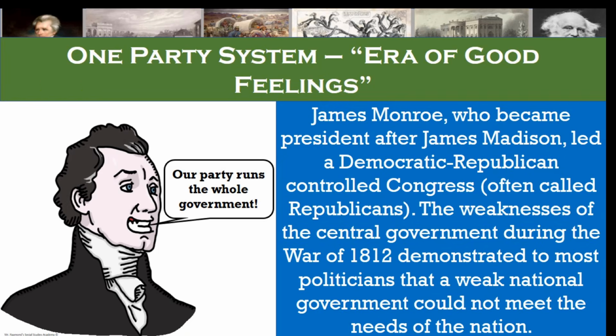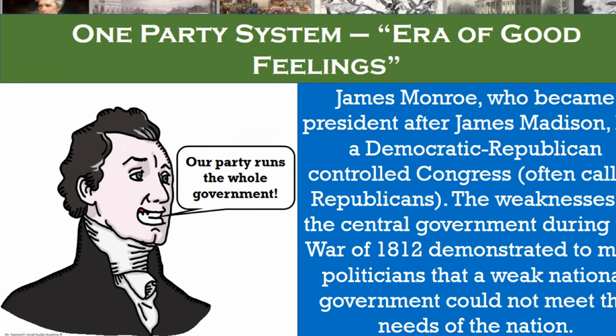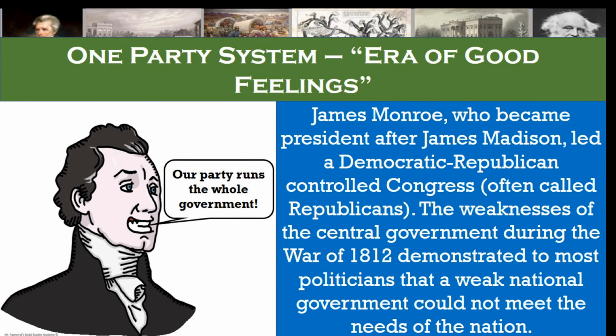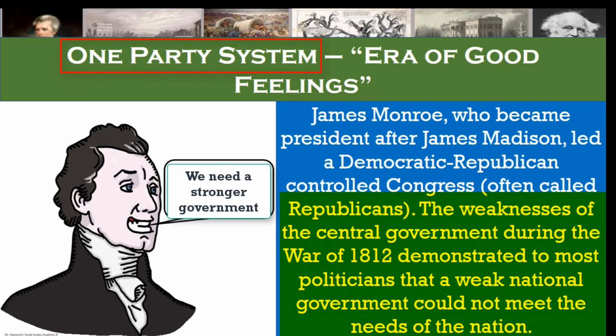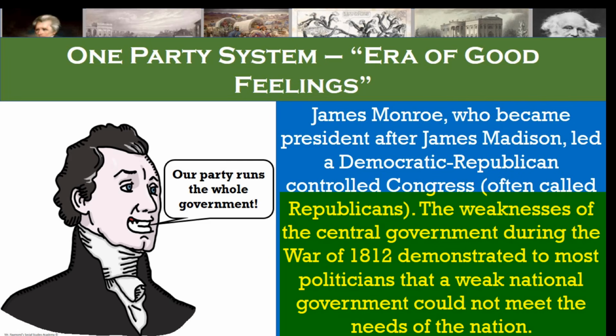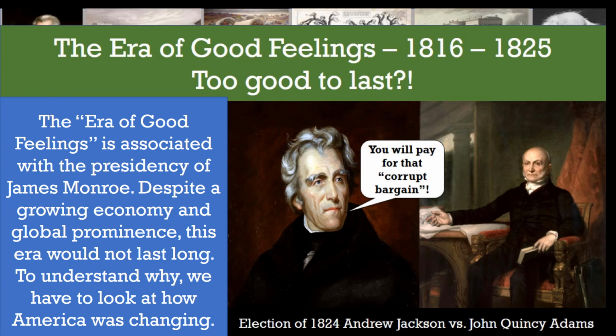James Monroe, who became president after James Madison, led a Democratic-Republican-controlled Congress, and again, they often call themselves the Republicans, but this was a different party than the Republicans we know today. This one-party-led government knew that the weaknesses of the central government during the War of 1812 demonstrated to most politicians that the weak national government could not meet the needs of the nation. The era of good feelings is associated with the presidency of James Monroe, and despite a growing economy and global prominence, this era would not last that long.